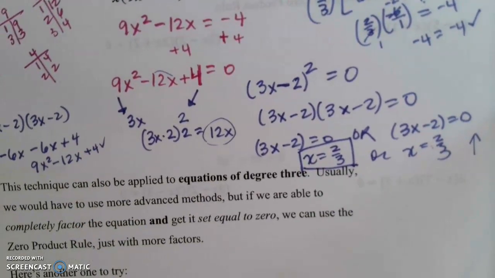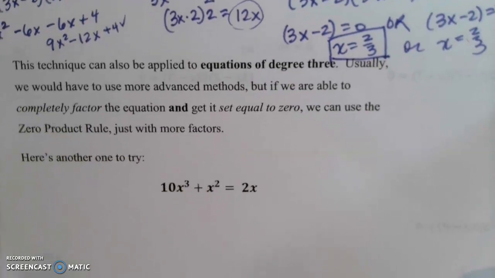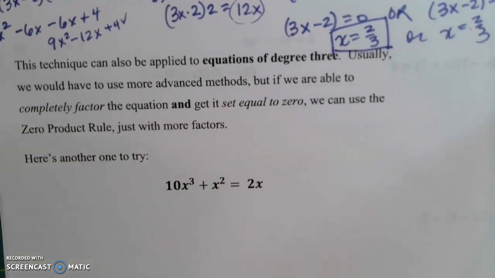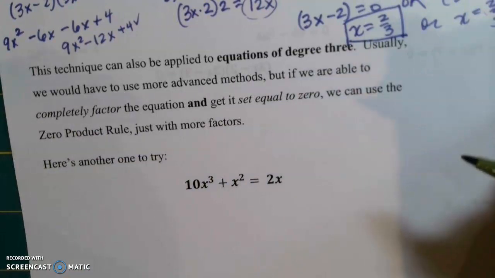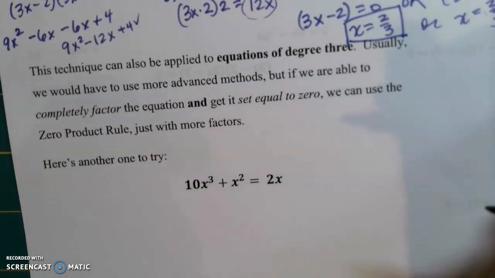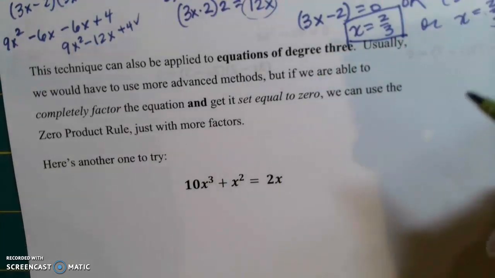Now, mostly we are going to be focused on quadratics, so things of degree 2. But we can use this for a degree 3, and they might throw this one at you at some point in one of your problems. So I'm going to make sure you're prepared for that. So the idea is just if we can completely factor it and get it set equal to 0, then we can still use the 0 product rule. We're just going to have more factors. Instead of just having 2 factors, we will have 3 or 4 or however many.